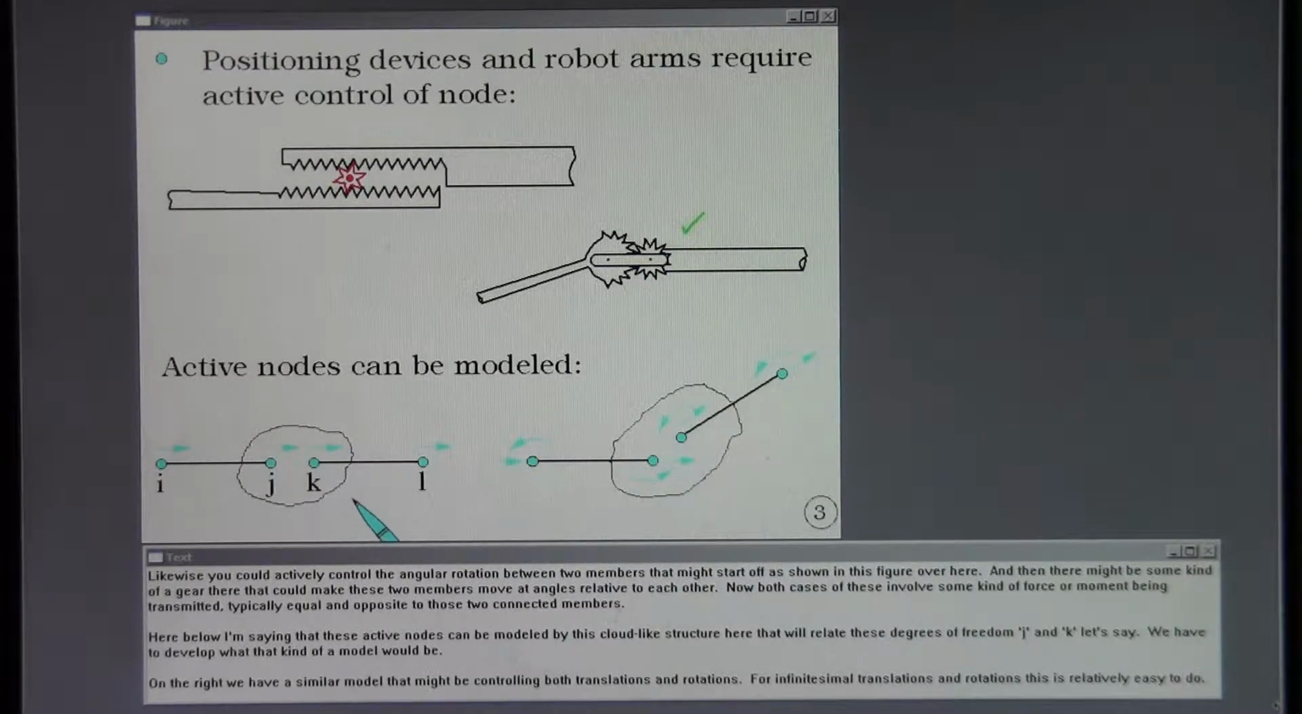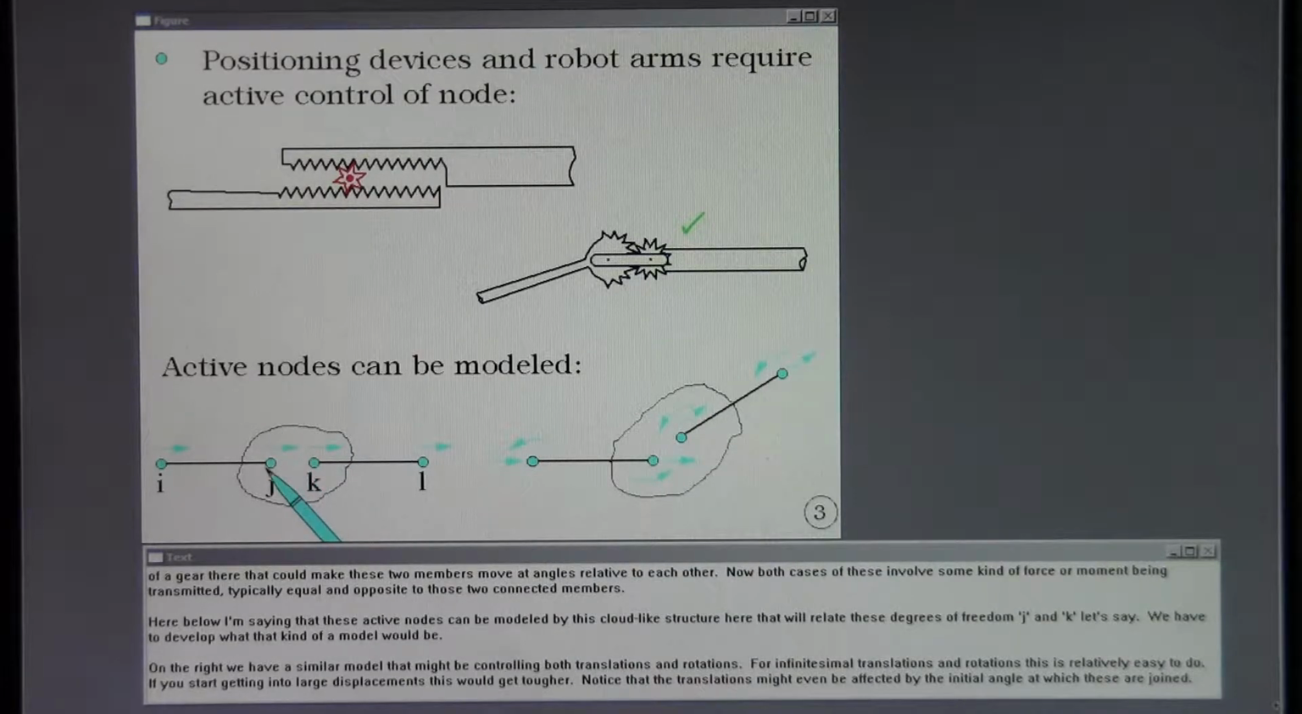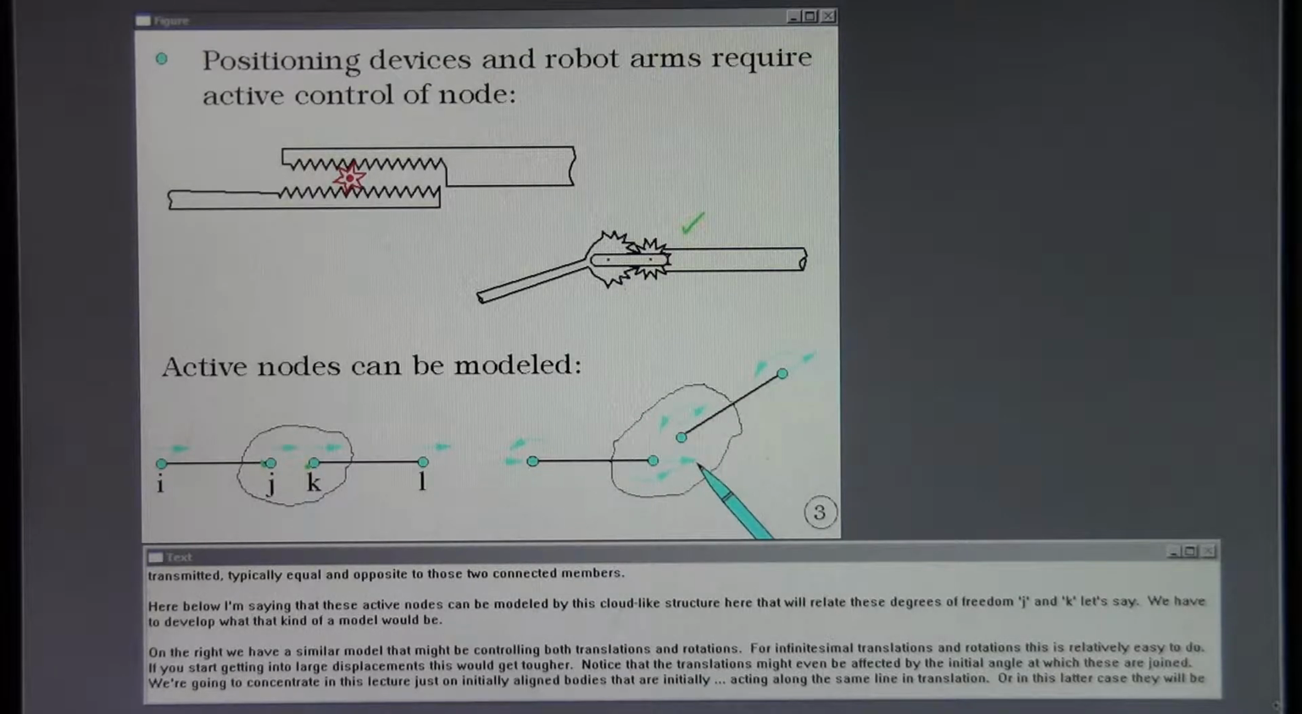Here below, I'm saying that these active nodes can be modeled by this cloud-like structure that will relate these degrees of freedom, J and K, let's say. We have to develop what that kind of a model would be. On the right, we have a similar model that might be controlling both translations and rotations. For infinitesimal translations and rotations, this is relatively easy to do. If you start getting into large displacements, this would get tougher.